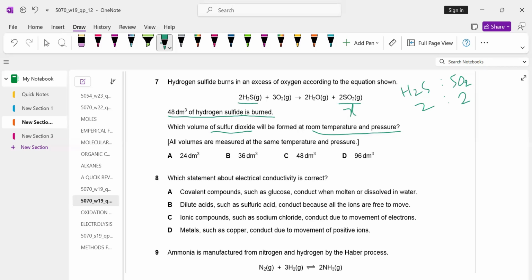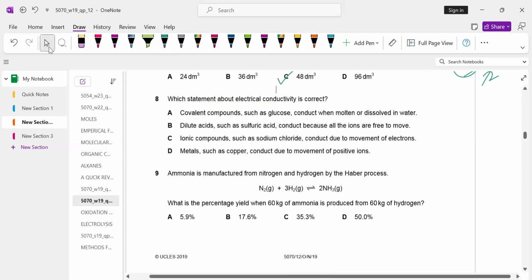Now the volume of hydrogen sulfide is given, 48, and you need to find the volume of sulfur dioxide. So now you can do cross multiplication. 48 into 2 divided by 2, the 2s cancel, giving 48. So D option is correct for question number 7.